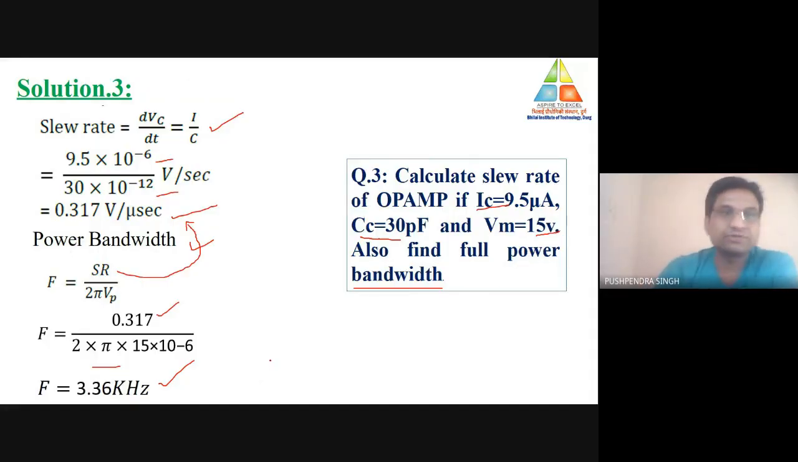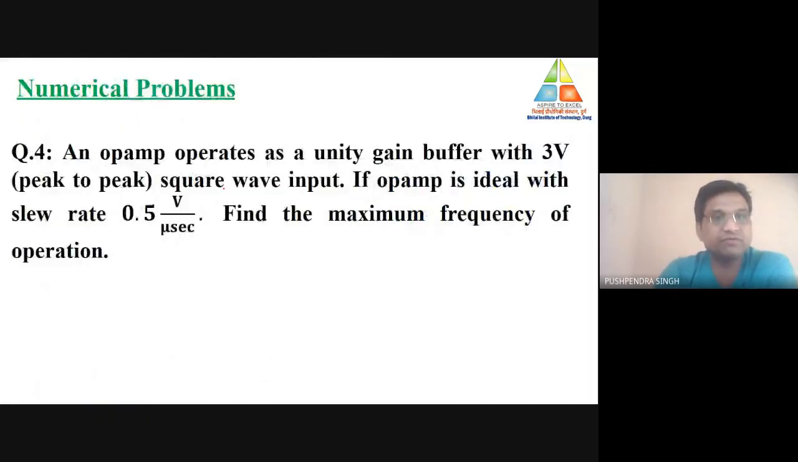Now question number 4. In question number 4, an op-amp operates as a unity gain buffer with 3 volt peak to peak square wave input. So here, what is the value of peak to peak voltage? Vp is given as 3 volt. If op-amp is ideal with slew rate is equal to 0.5, S is given as 0.5. We'll find the maximum frequency.